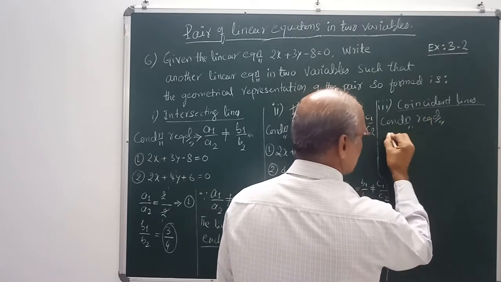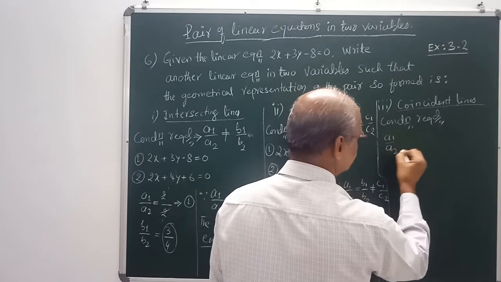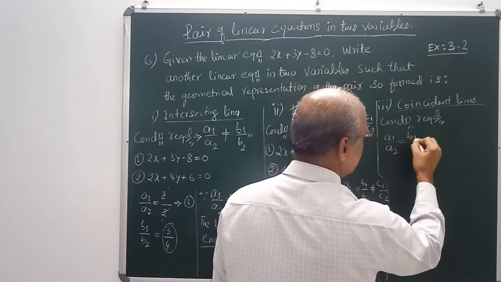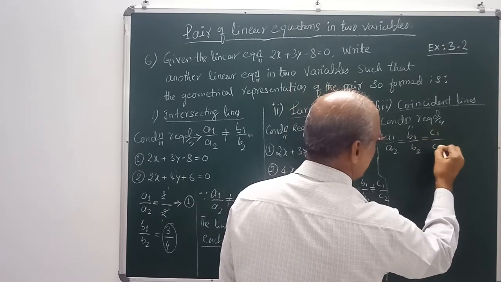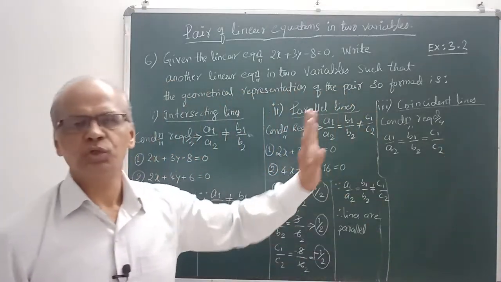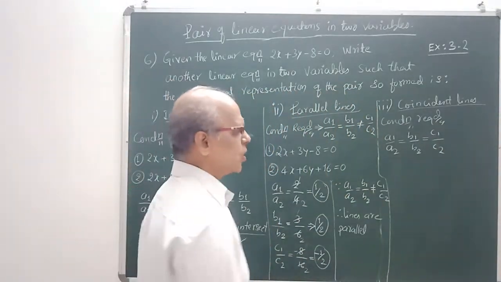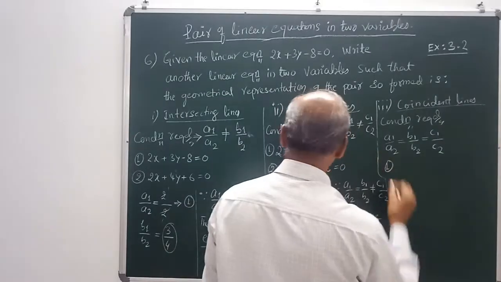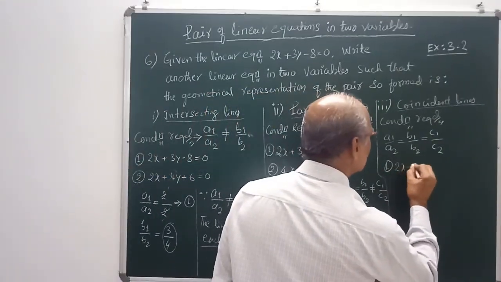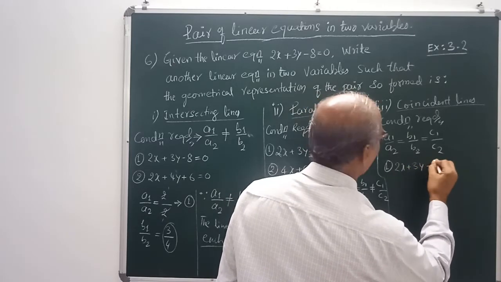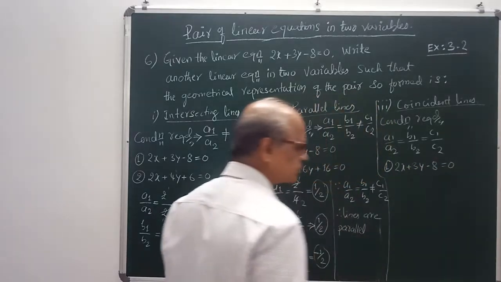A1 by A2 should be equal to B1 by B2. Again it should be equal to C1 by C2. All three ratios are to be equal. Okay, what is our first equation? The first equation is 2x plus 3y minus 8 is equal to 0.